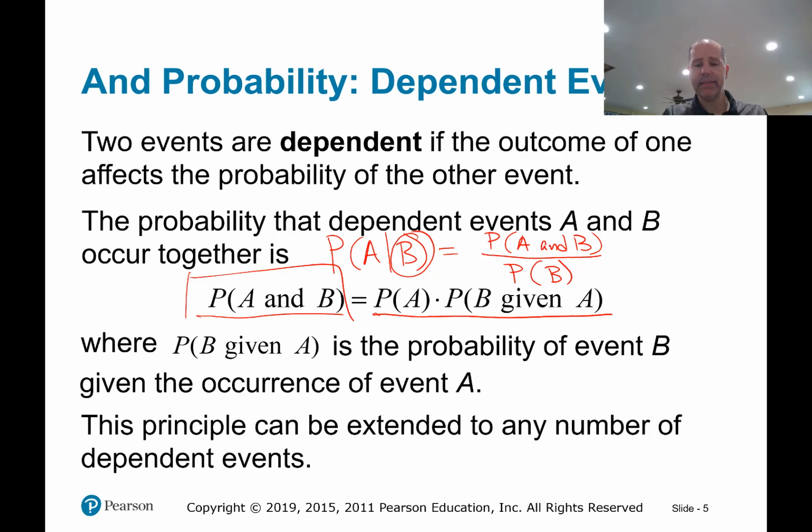And again, this is extended to any number of dependent events, but the more dependent events, the more complicated it looks. Now, the cool thing is that in a lot of situations, we don't even need to use the formula when we're dealing with conditional probability; we just have to remember a couple of things. So we don't have to memorize this general rule. We just have to know how to apply it.